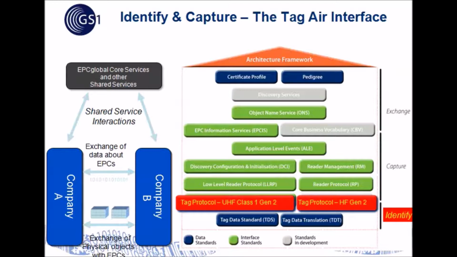Due to the purpose of supply chain use, EPC Global selected and defined the UHF Class 1 Gen 2 RFID tag to be used for the EPC network framework. And that's because the most common environment within the supply chain will be a metal environment.